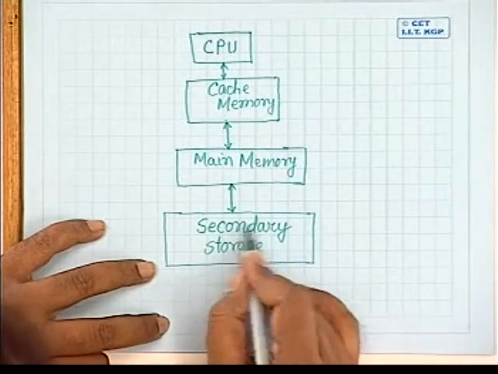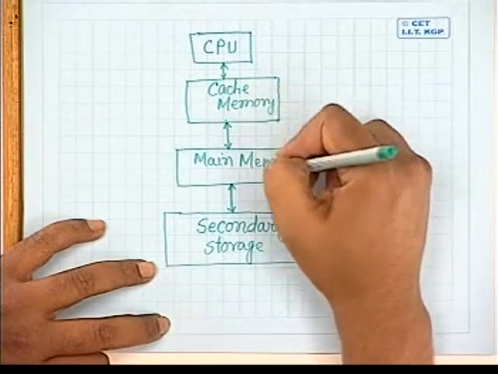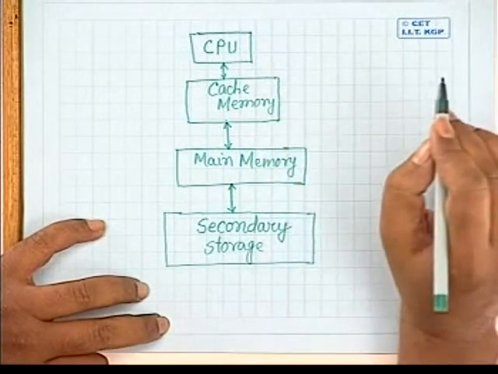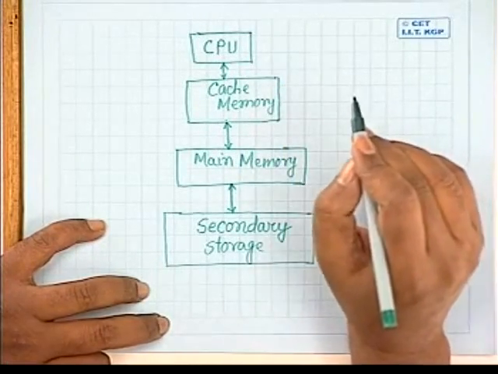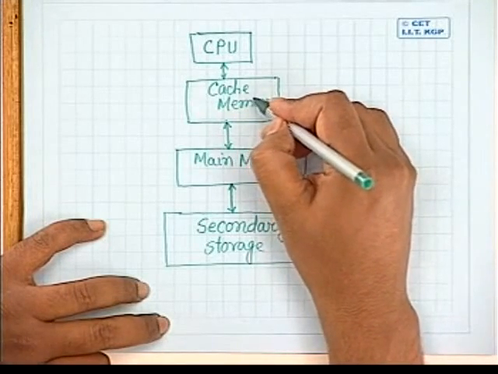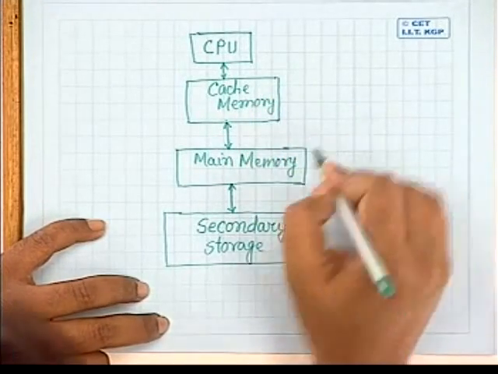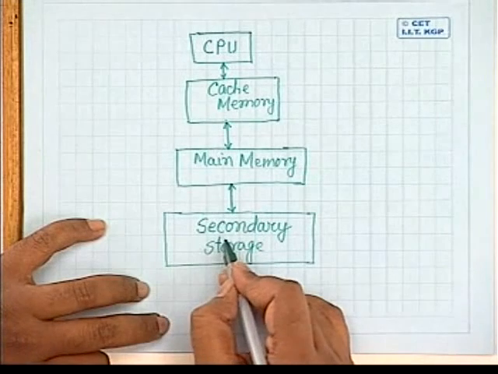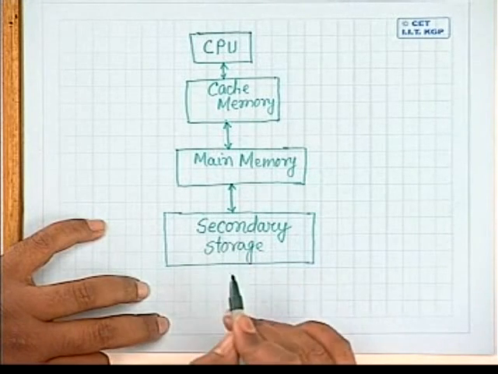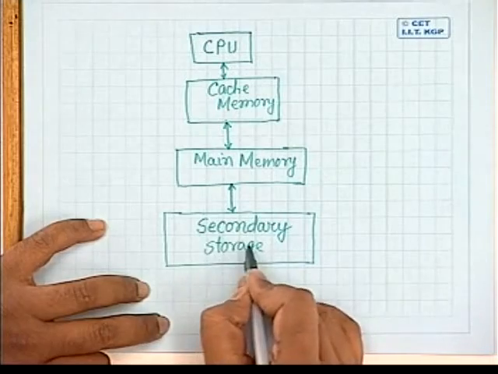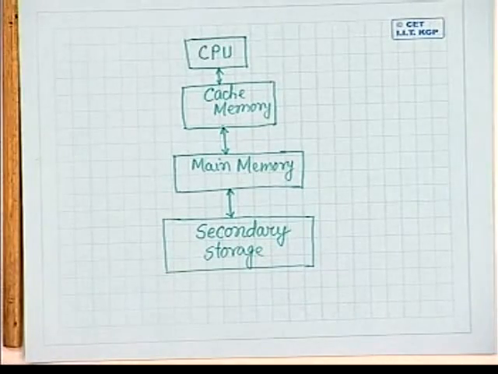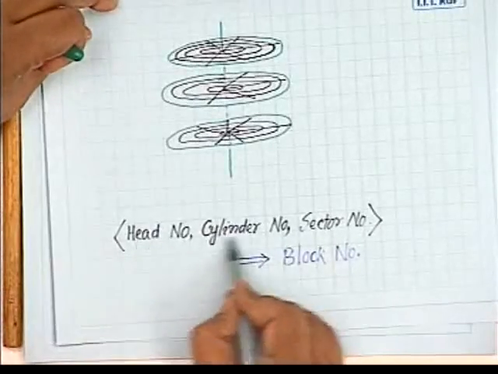And as I said, in the main memory and cache memory, I can access byte by byte. Every individual location in the memory can be accessed in case of cache memory or main memory. But when it goes to the secondary storage, I cannot access a particular byte. I have to access the entire block, and the block address has to be a three-component address like this.